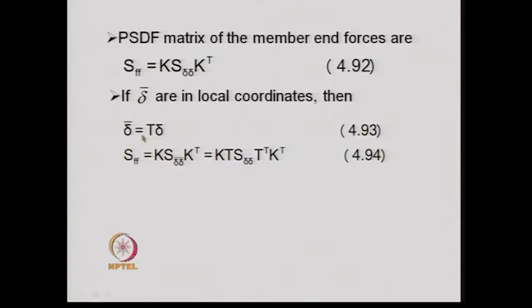That means, if delta bar is the displacements in the local coordinate, and if delta are the displacements in the global coordinate, they are related through this relationship, that is delta bar is equal to T into delta, where T is the transformation matrix, and substituting for delta bar, one can obtain the power spectral density function matrix of the member end forces in local coordinate to be equal to k into S delta bar, and S delta bar is further converted to S delta delta by including the transformation matrix T.